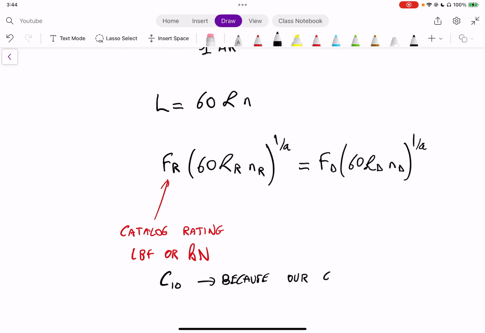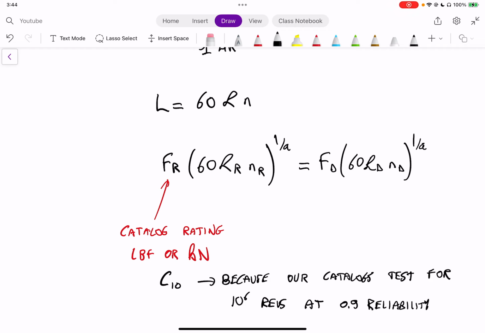Okay? Because it's called C10 because our catalogs test for 10 to the 6 revolutions at 0.9 reliability. Okay, so anytime you see a catalog for bearings that is standardized, you would have a test being done at 10 to the 6 revolutions for a reliability of 0.9.